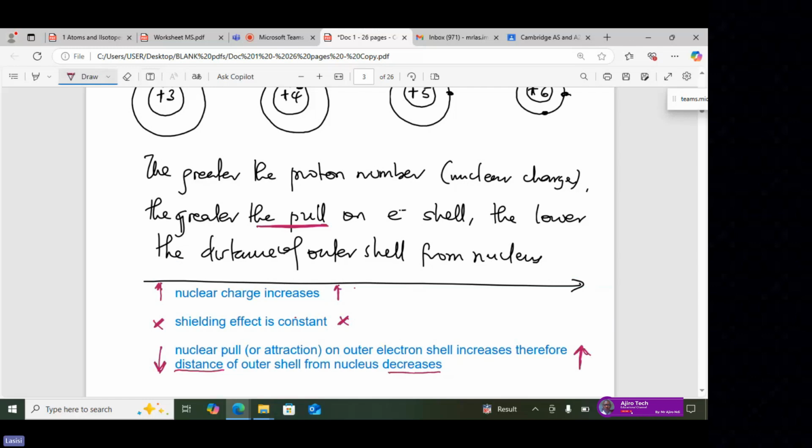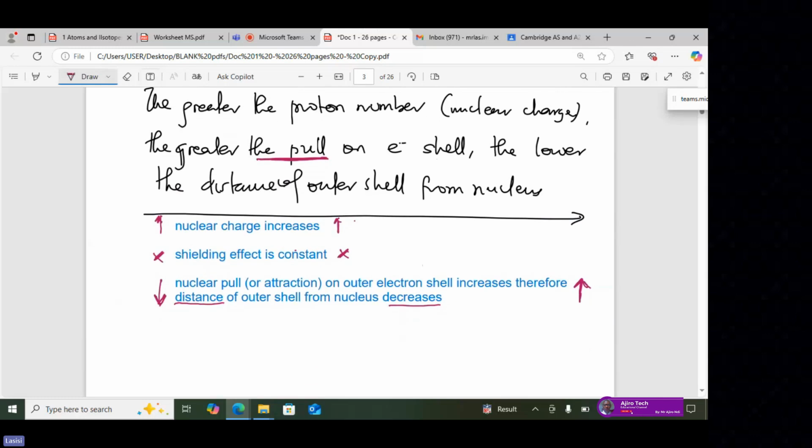So can you see the theory now? Overall, IE should increase. The first factor, which is nuclear charge, says as it's increasing, IE should increase. We say okay, no problem. The second factor, shielding effect, is constant and has no effect on IE. So shielding effect has no effect on IE across the period. Point three now: as distance is decreasing, IE should increase.